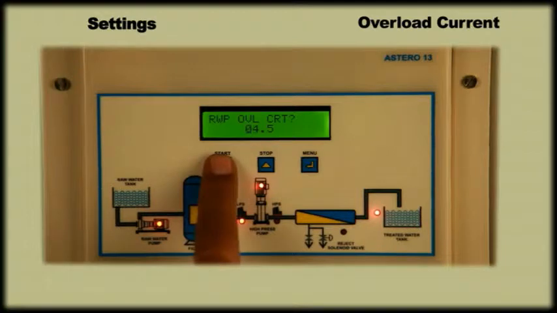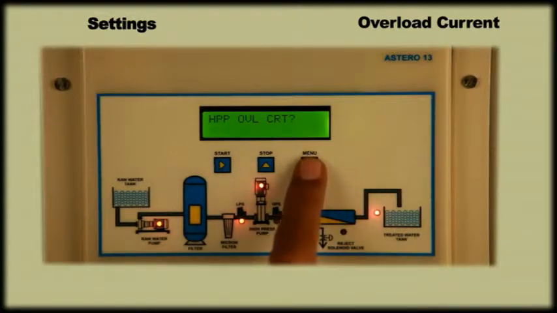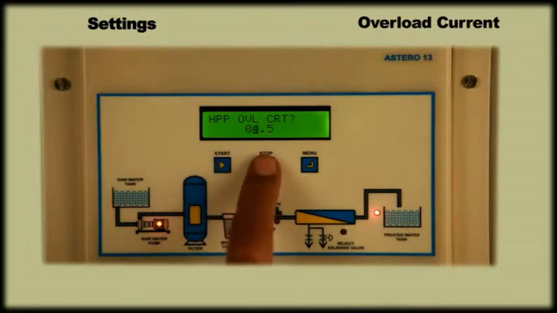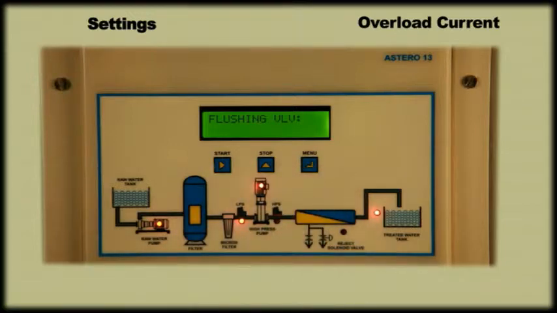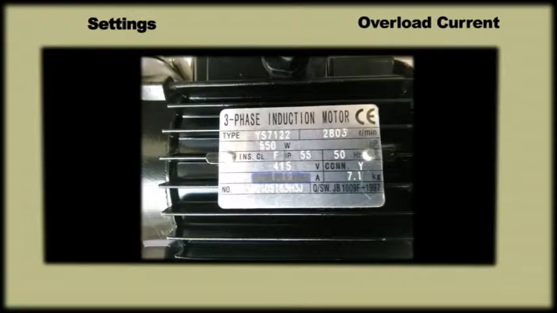One can change this value using start and stop keys. After setting the raw water pump current, press menu key. Then the display will show high pressure pump current. Press menu key and display will show previously set overload current. One can change this value using start and stop keys. After setting the high pressure pump overload current, press menu key to save. We recommend to set overload current 20% more than normal running current, which can be checked by using clamp meter or the value mentioned on motor nameplate.